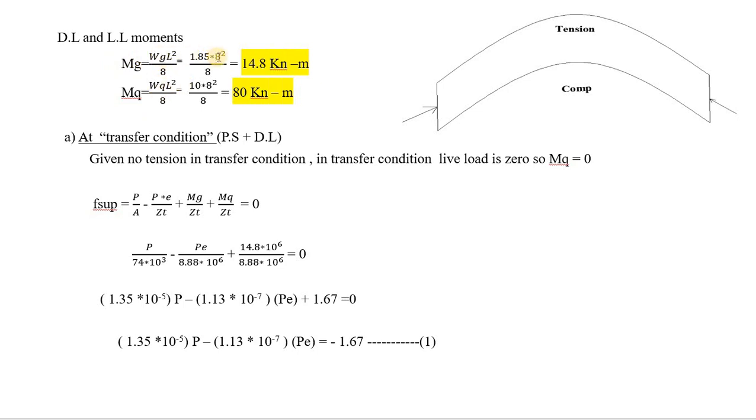So Wg is 1.85 into 8 square by 8, where capital L stands for the overall length of the span. It is 14.8 kilonewton meter for the dead load. The moment of live load is 10 into 8 square by 8, which will give you 80 kilonewton meter.